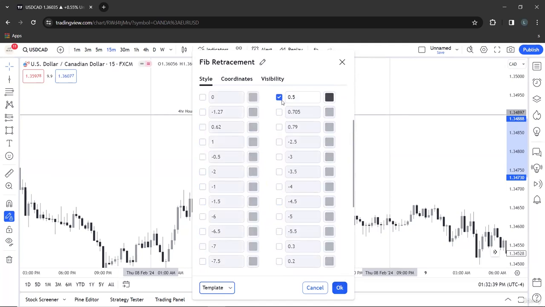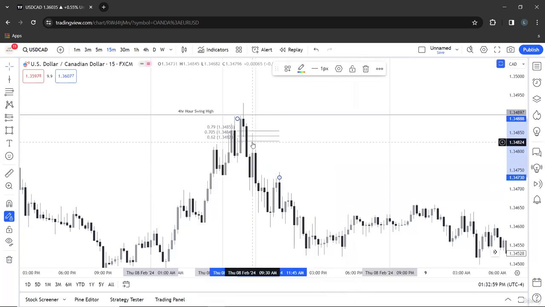I need the 50%, the 0.5, but in this case, I need the ones for entry level. So just take a screenshot of this, okay? This is what you'll be needing to get your entries. These are the levels that you need. They are also referred to as the golden zones, golden levels. All right.